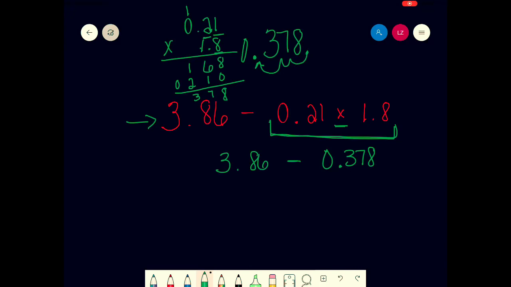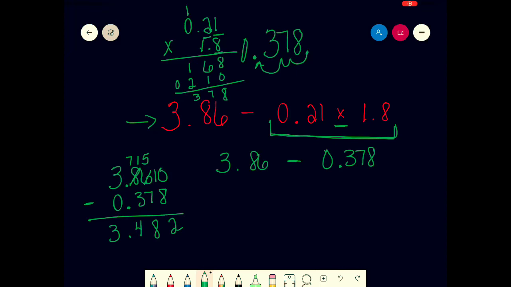3 86 hundredths minus, okay, addition and subtraction. You must line up the decimal points. And then add zeros for any missing spots. All right, now we can do this. 0 minus 8, we can't do that. We're going to borrow. 5 times 7, we can't do that either. We have to borrow. 7 minus 3, and 3 minus 0. Okay, 3 482 thousandths. Hopefully that is the answer that you got.